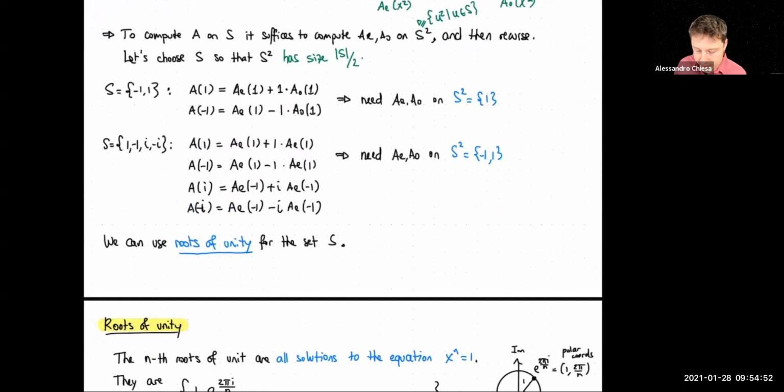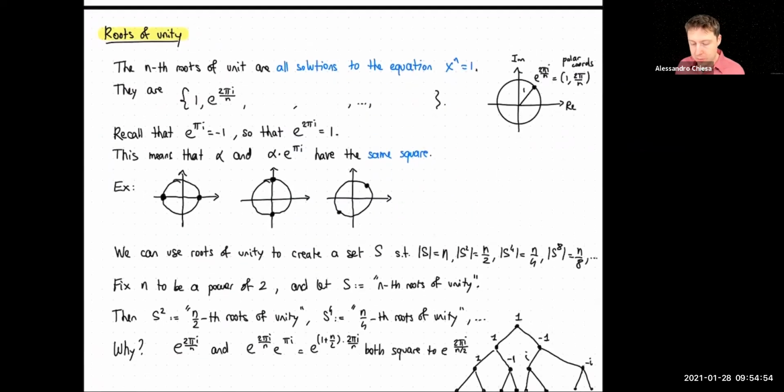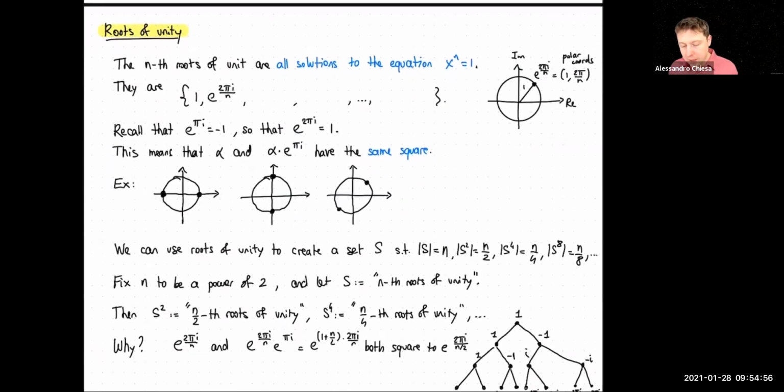All right, so now we're going to take a short detour on roots of unity. The definition of the nth roots of unity are all solutions to the equation x to the n equals 1. Okay, that's the definition.